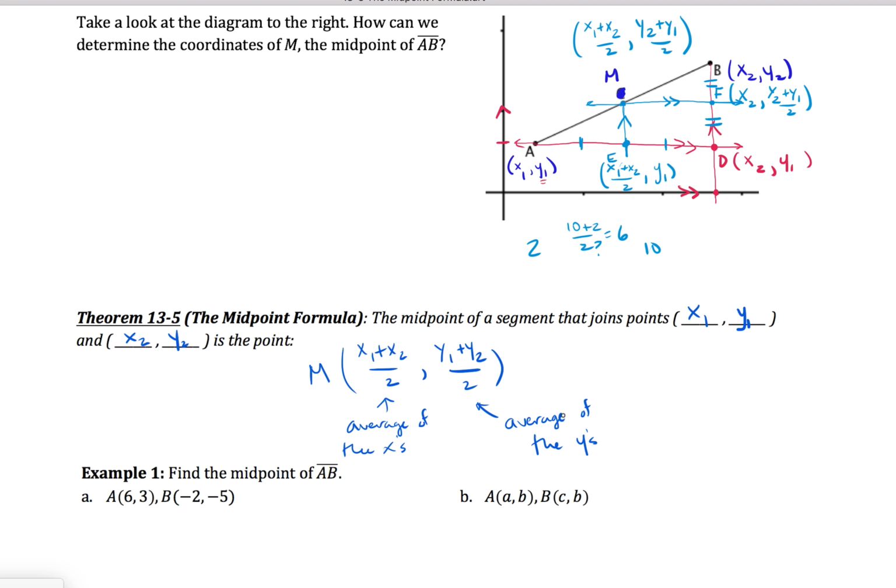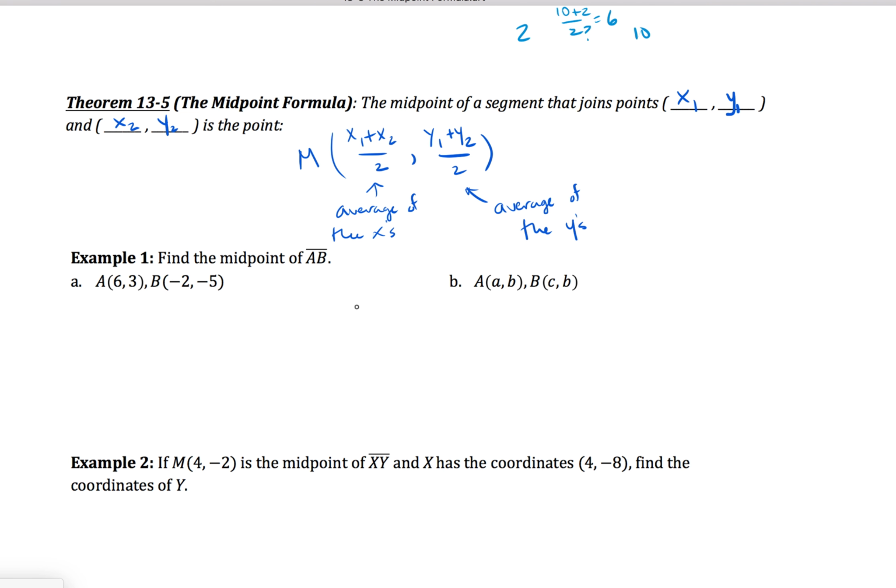By x's and y's, I'm talking about the x's in the endpoints and the y's in the endpoints' coordinates. So average the x's, average the y's, and those two numbers give you the coordinates of the midpoint. So let's do a couple examples. Find the midpoint of segment AB, and I'm giving you the locations of the endpoints A and B. For example 1, we have (6, 3) and (-2, -5).